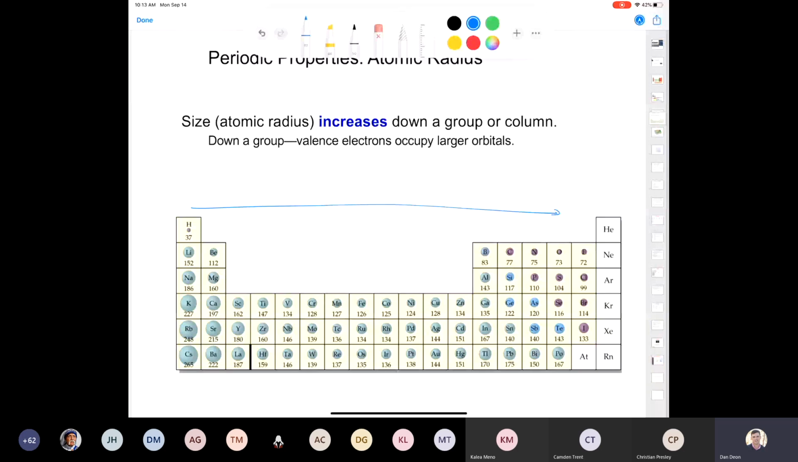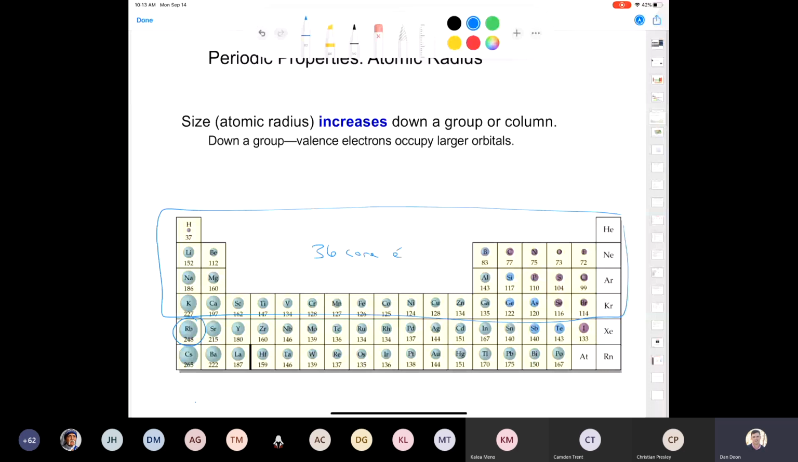Let me give you another example. If we start at rubidium here, rubidium is element number 37. That means that all of the 36 electrons that are going to come before are core electrons, 36 core electrons.